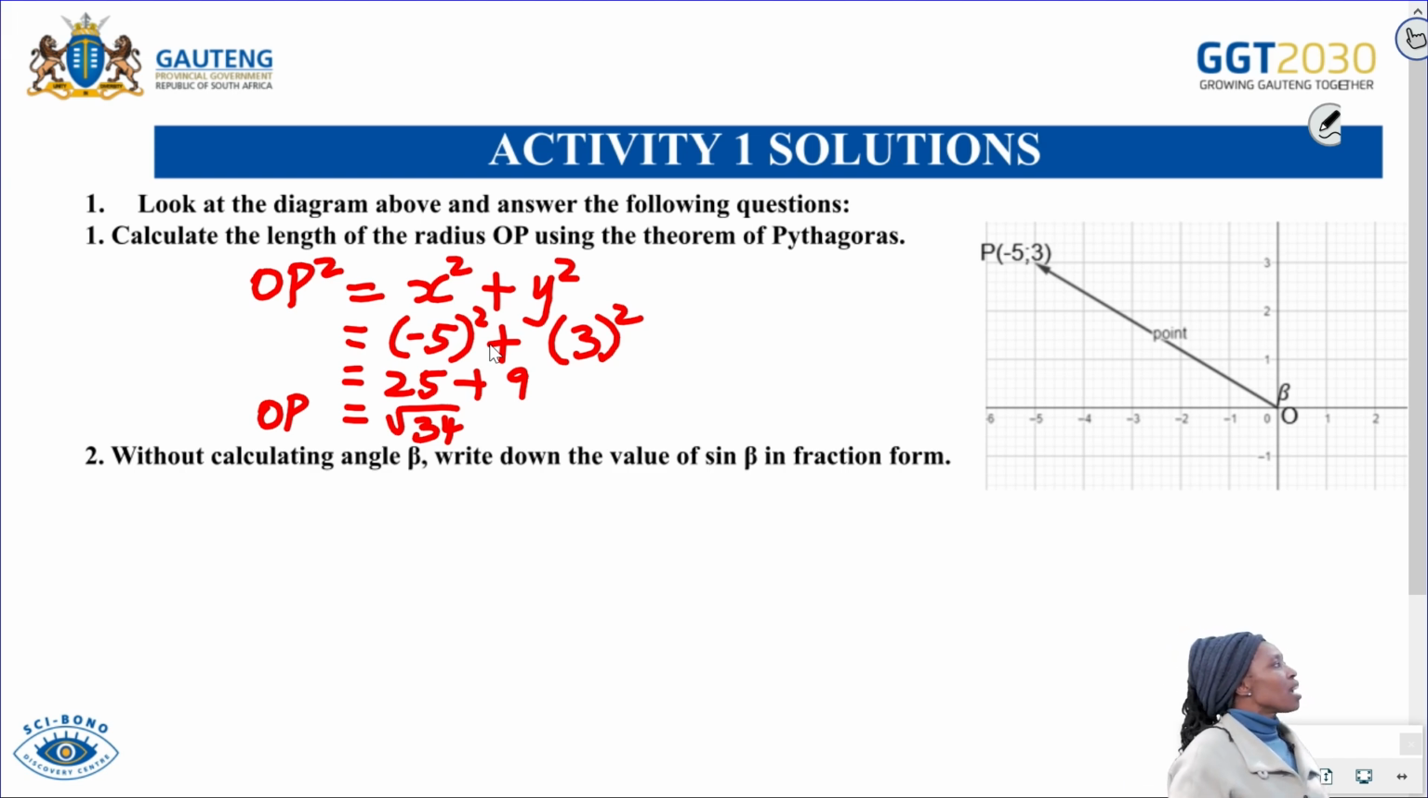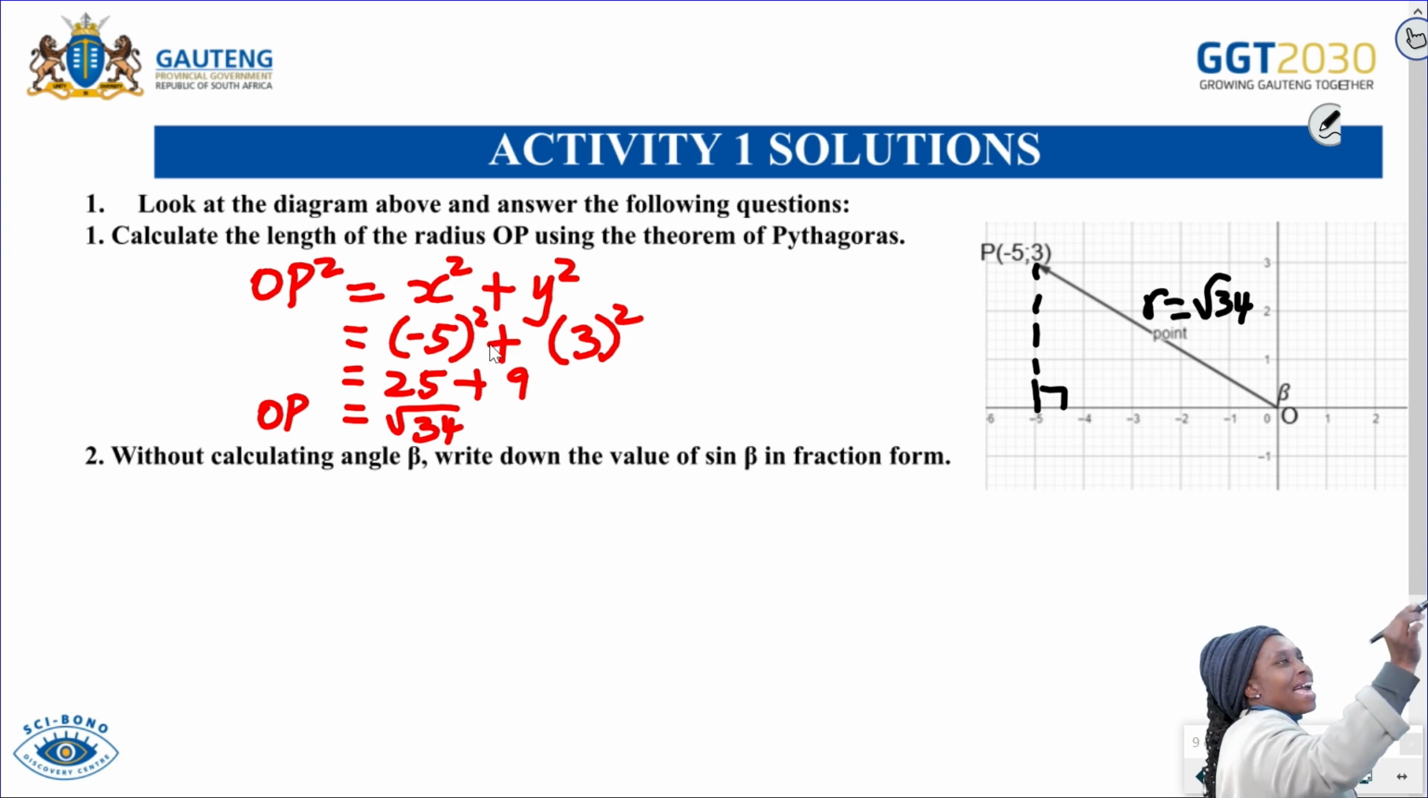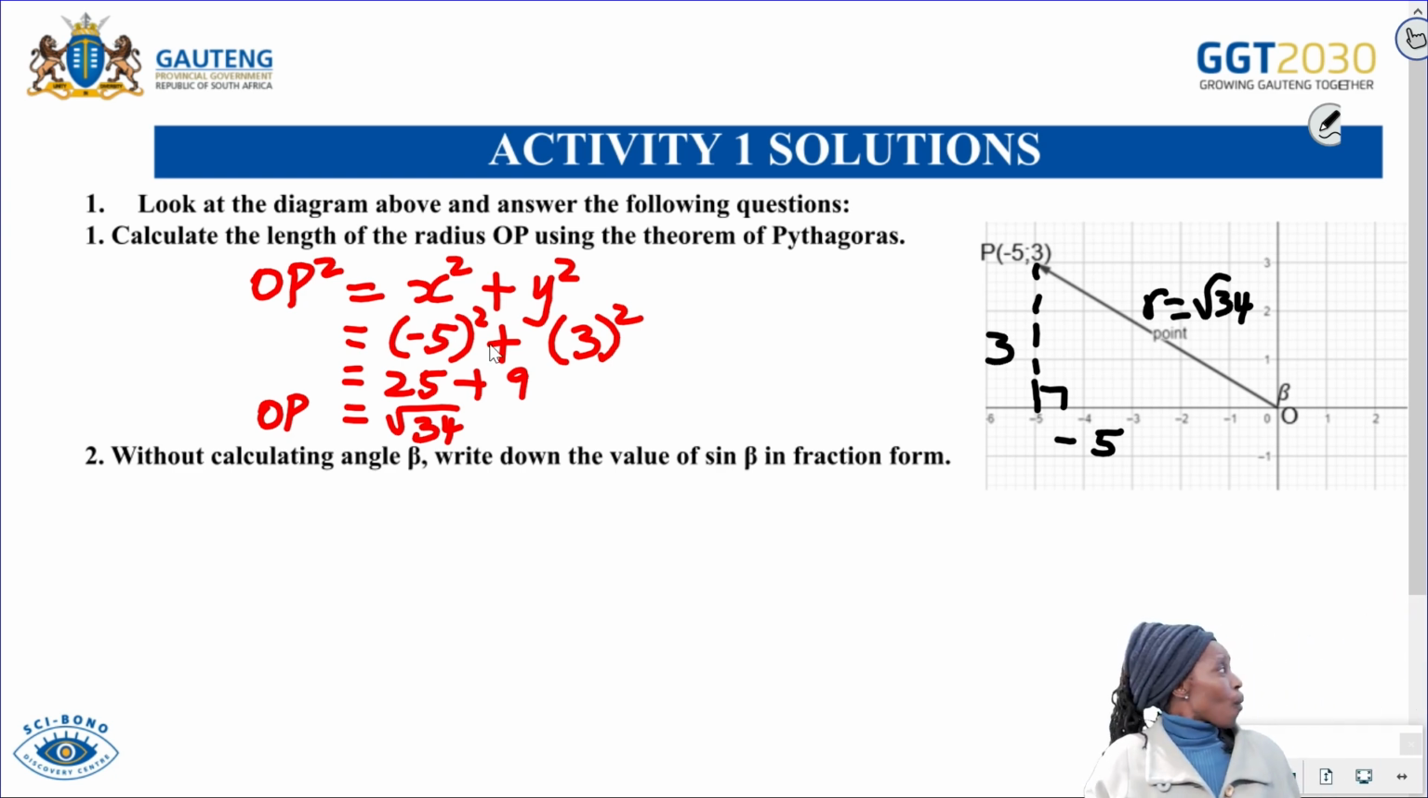Now they say without calculating angle beta, write down the value of sine beta in fraction form. Remember, your ratio is in fraction form. Your ratio is a fraction. So I come back, because I know my r now, I can complete my right angle triangle. I said my r is equal to square root 34. My x is -5. My y is 3, which means when I am writing the value of sine beta, I am looking at my ratio.